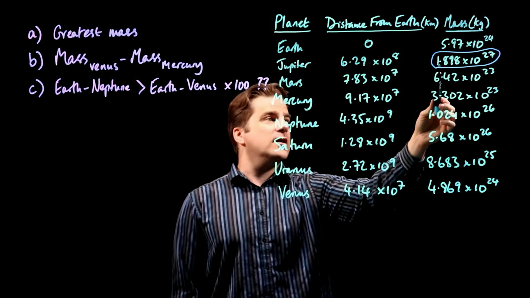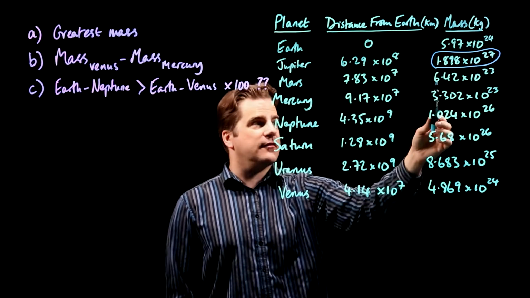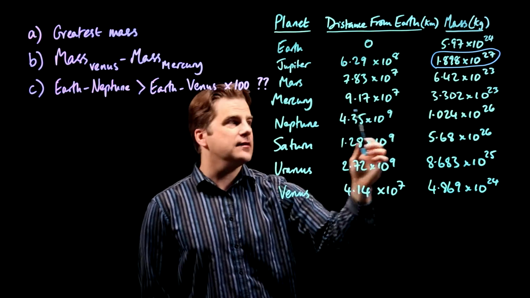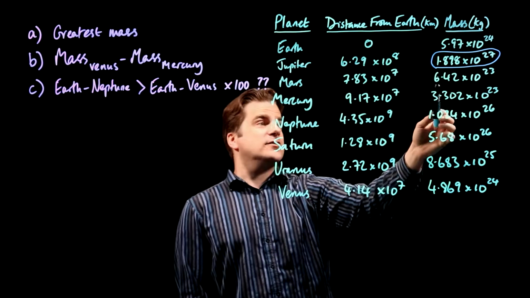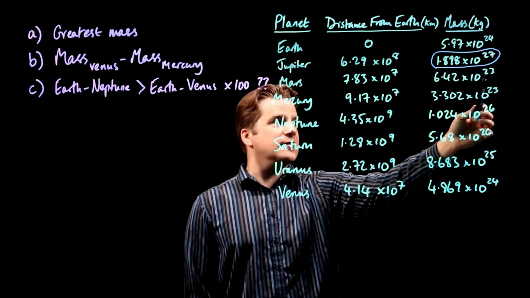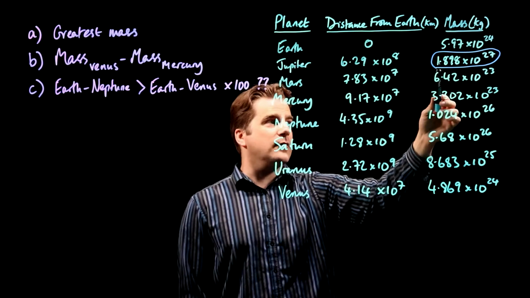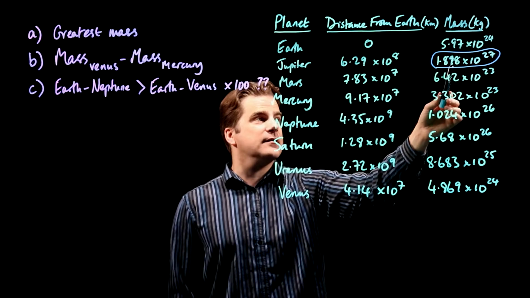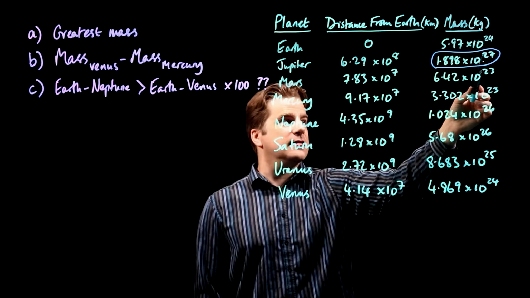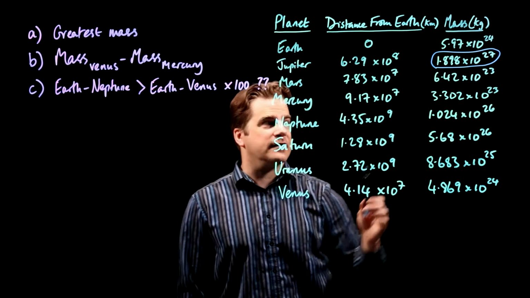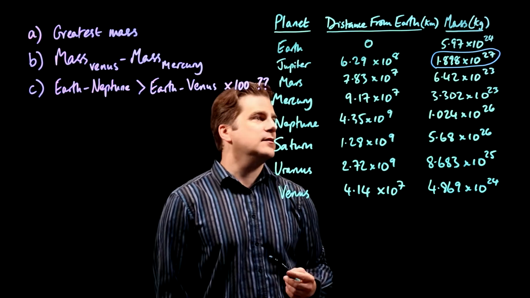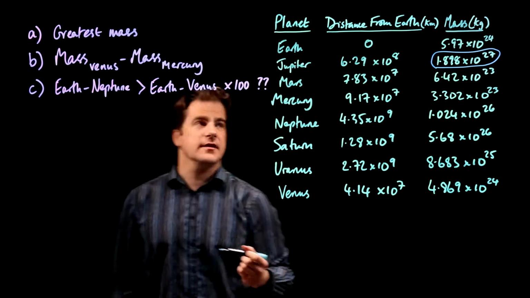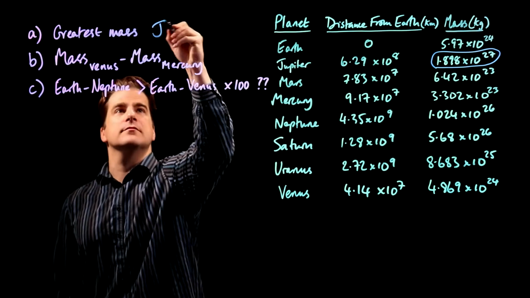Or even if that were 1.8 times 10 to 27 and that were 6.42 times 10 to 26, say, or even that was like 9.9 times 10 to the 26, and that was 1.8 times 10 to 27, that's still bigger because times 10 to 27 makes it bigger than times 10 to 26. Okay, so greatest mass, Jupiter.